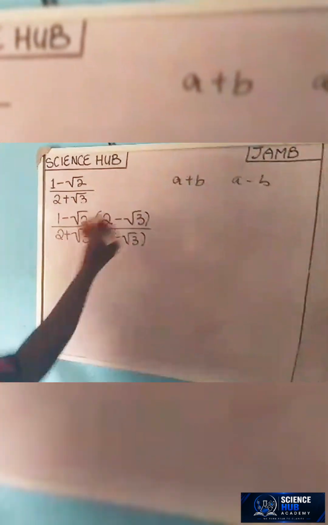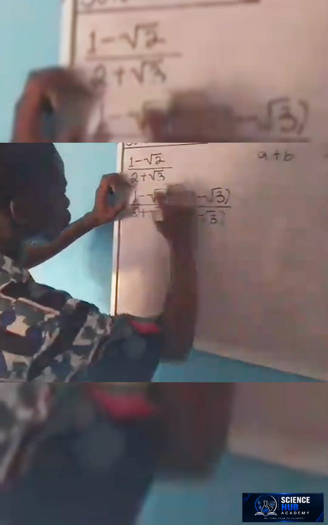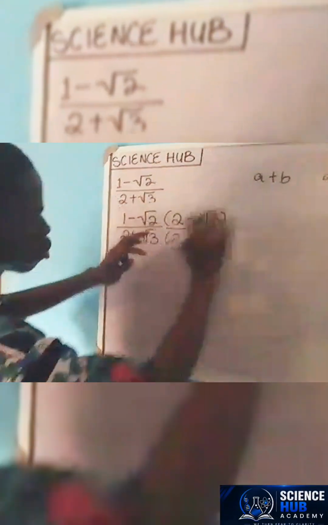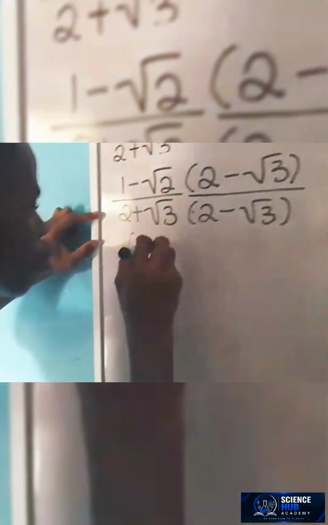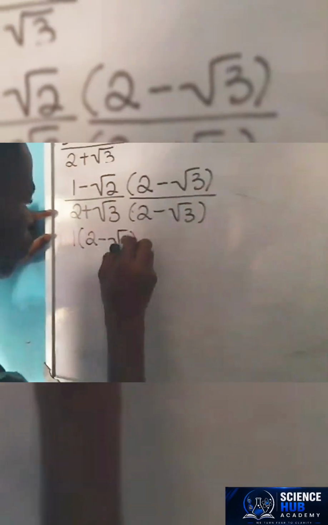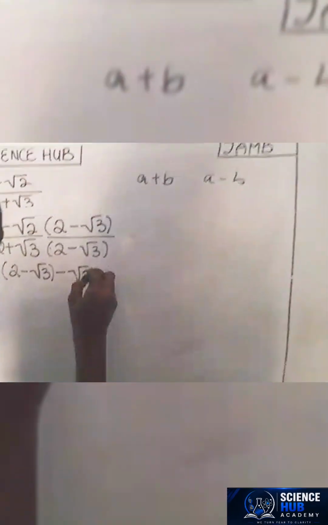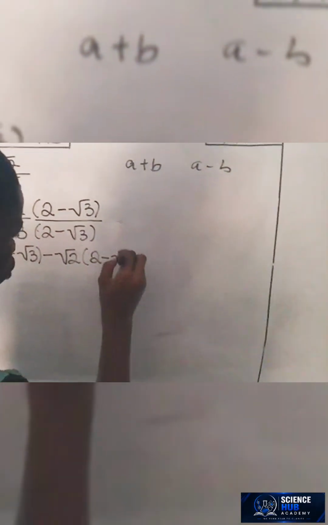Now, let's proceed to open this bracket. I want to use 1 to multiply everything and use minus square root of 2 to multiply everything. This is going to be 1, open bracket, 2 minus square root of 3, minus square root of 2, 2 minus square root of 3. Now, that's for the numerator.